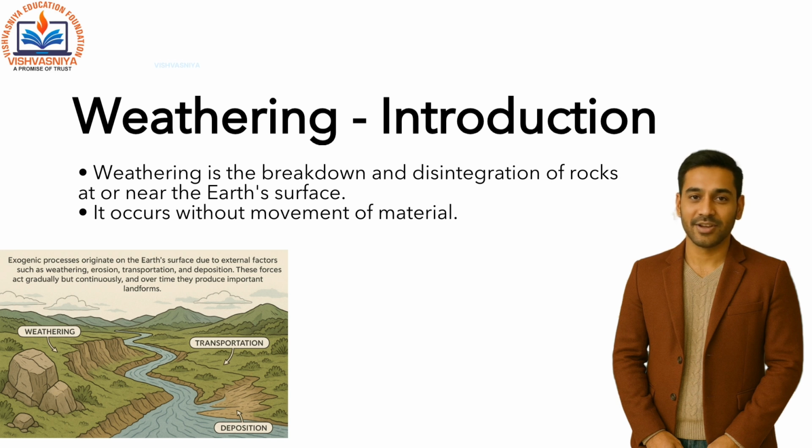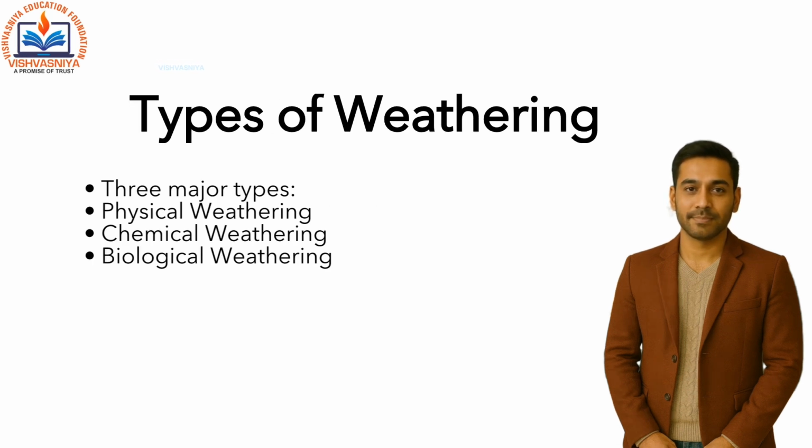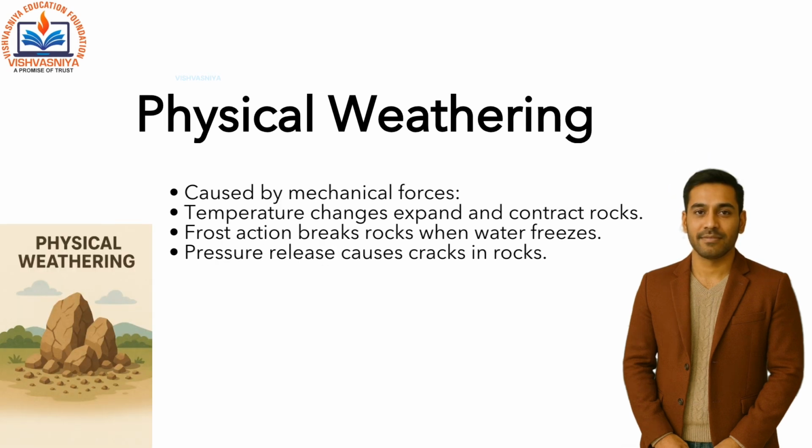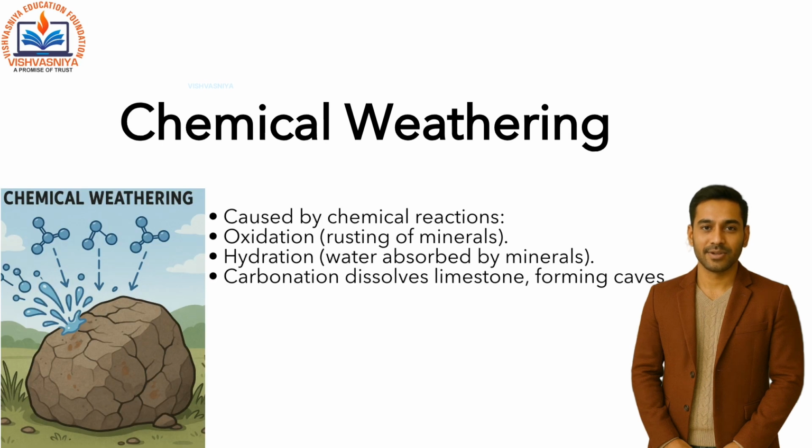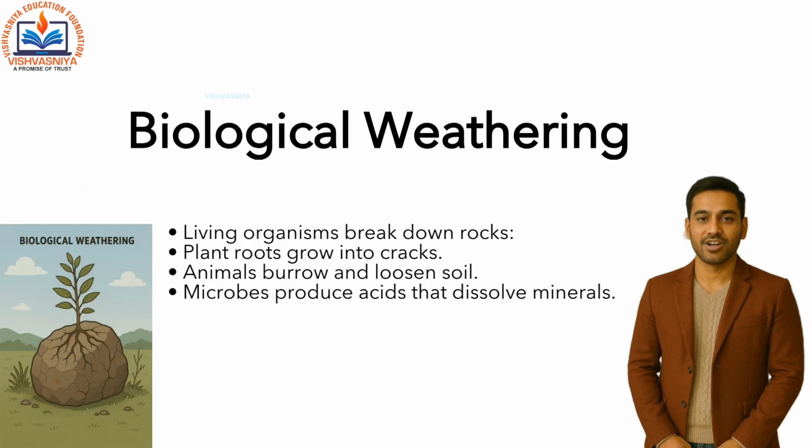Let us first look at weathering. Weathering means the breakdown and disintegration of rocks at or near the Earth's surface without the movement of material. There are three main types. Physical weathering caused by temperature changes, frost action, and pressure release. Chemical weathering due to chemical reactions such as oxidation, hydration, and carbonation. Limestone caves are a good example. Biological weathering caused by plants, animals, and microbes breaking down rocks.